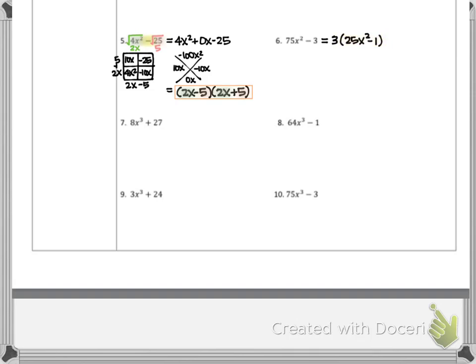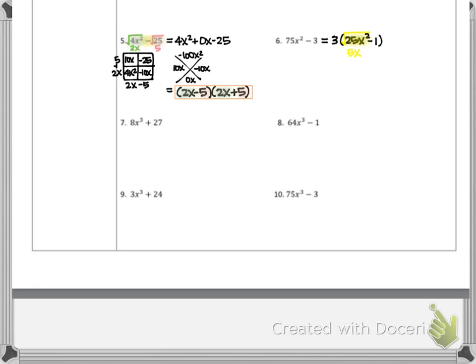So I'm going to use the pattern here. You're welcome to use the boxes if you would like. I'm going to take a look at this very first term with the 25x squared, and I'm going to ask myself, can I square root that nicely? And yeah, I think I can. The square root's going to be 5x. Okay, but you got to be able to do both of them. So I'm going to take a look at the next one.